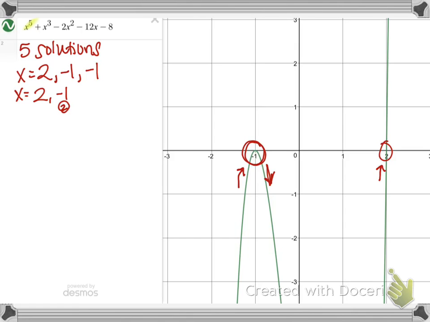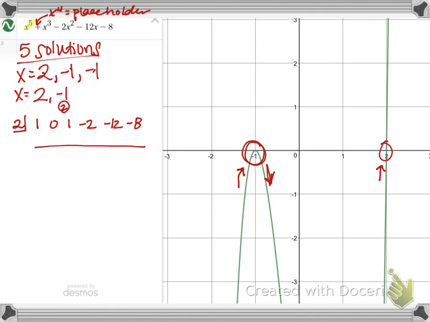So for this one, we need a total of 5 solutions. And if I count this up, I got 1, 2, 3, I'm missing 2. And because I'm missing 2, I have to go ahead and do the synthetic division and figure out what piece I'm missing. So I'm going to start with the 2 since it's easiest. I got 1 and x to the 4th is missing. So I'm going to go ahead and use a placeholder of 0. Placeholder is always 0. And then I have x to the 3rd, which is just 1, and then -2, -12, and -8.